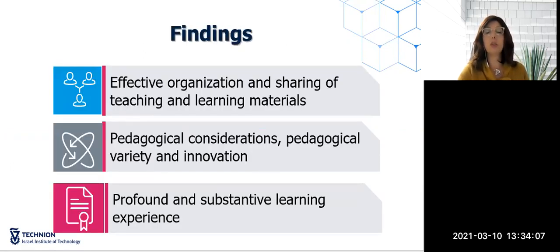We found 3 major themes pertaining to the teachers' perceptions of the advantages of digital curation in science education: effective organization and sharing of teaching and learning materials, better organization of teaching materials based on pedagogical consideration, pedagogical variety, and innovation, and providing teachers with a more profound learning process.